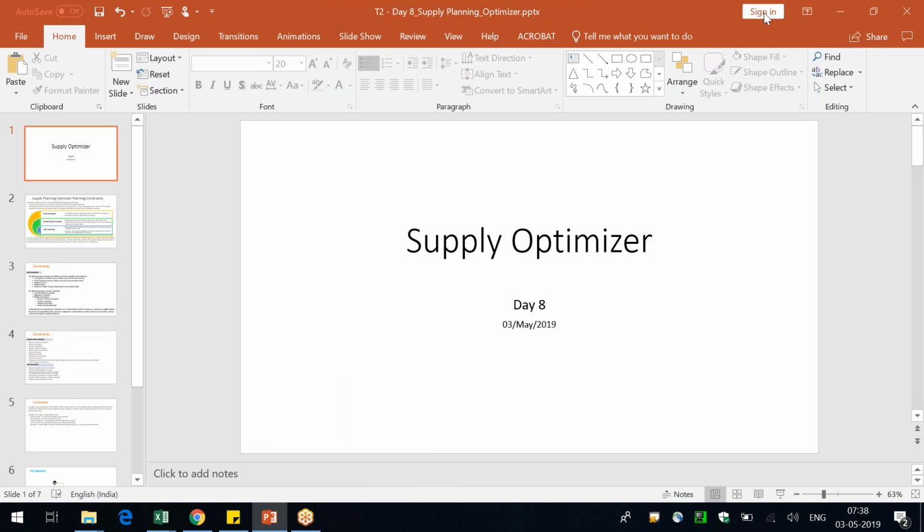So today we're going to start with the topic of the optimizer. Today and tomorrow we're going to spend a lot of time on the optimizer and various scenarios.